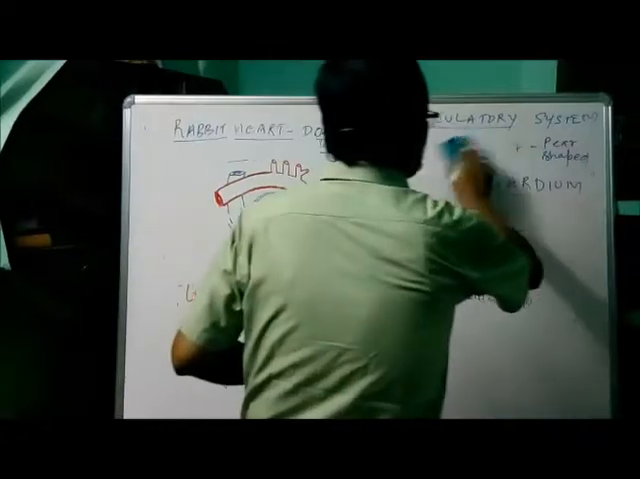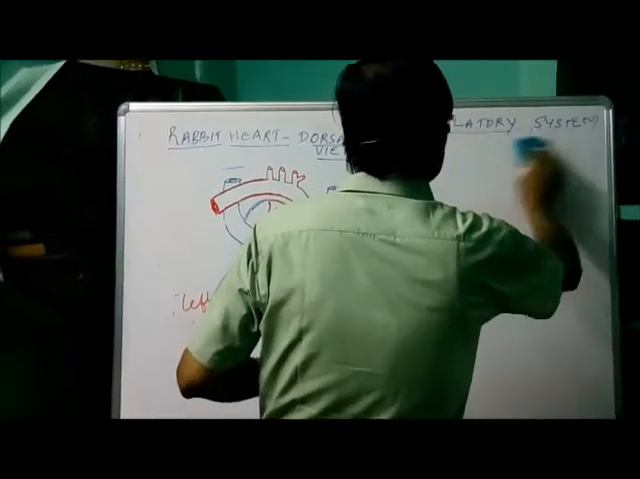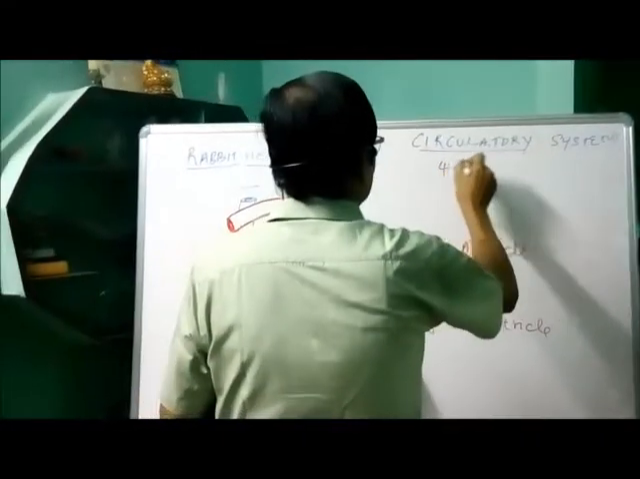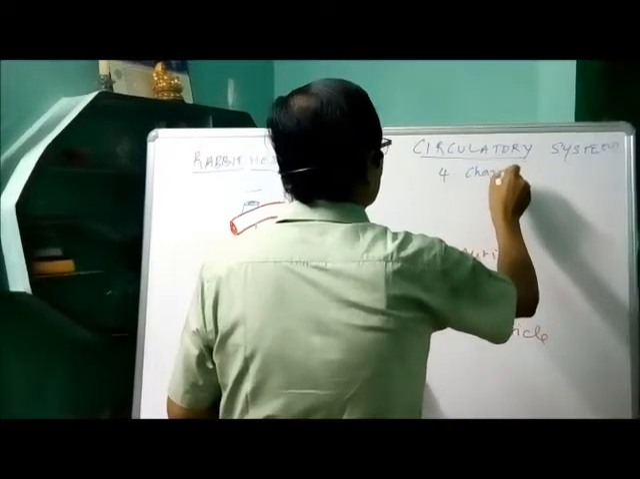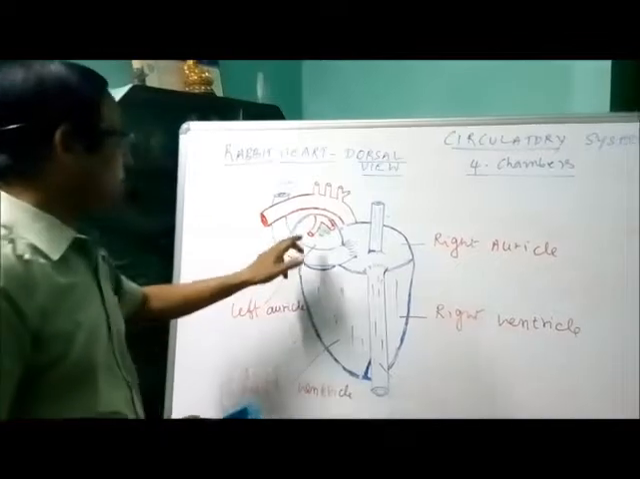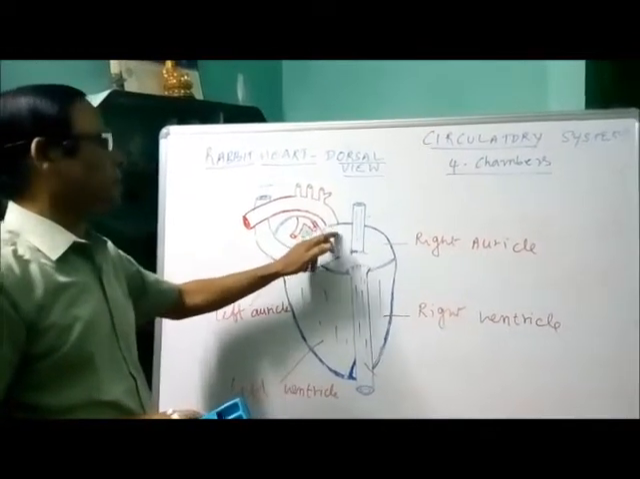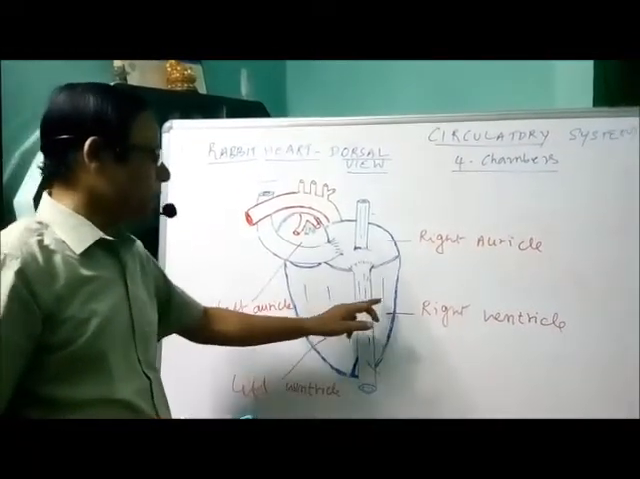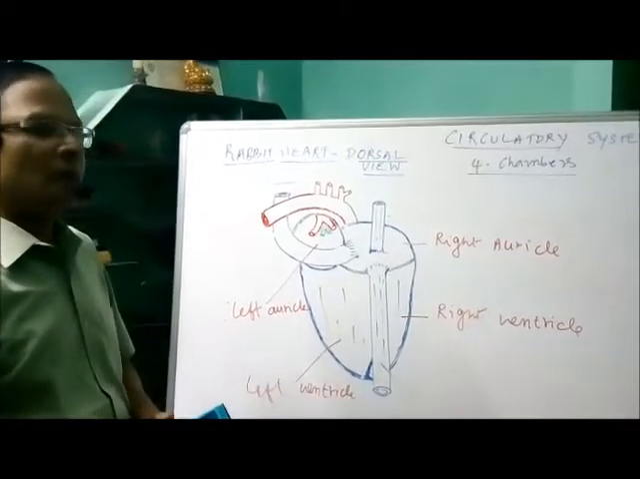Now let's go for the chambers of the heart. What are the chambers of the heart? The heart is formed of four chambers. The upper two chambers are called auricles. The lower two chambers are called ventricles.